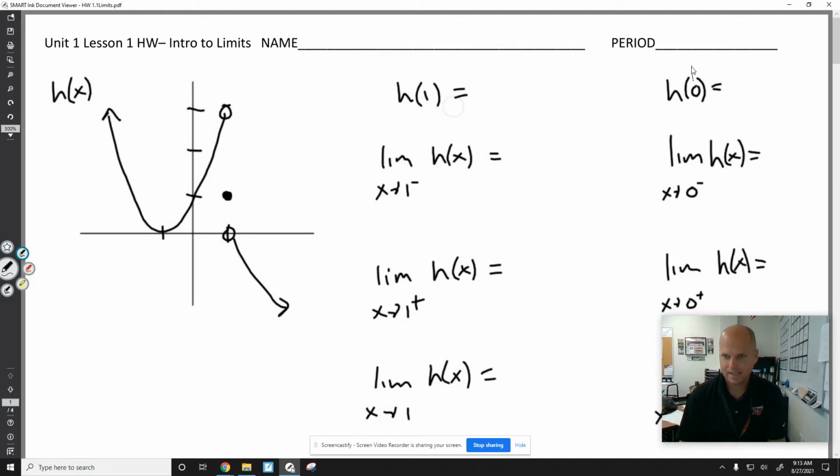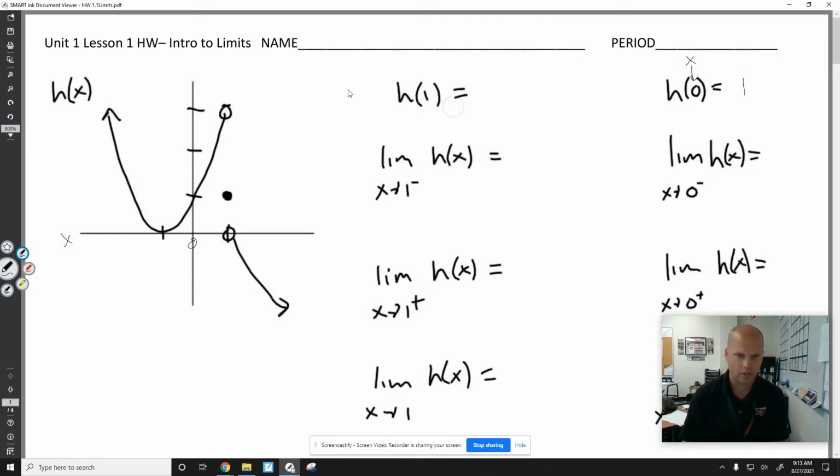When x is 0, here's 0 on the x-axis. What is going on in this location? I like to use a vertical line, right there. What's going on? Well, I have a y-coordinate here at 1. So h of 0 is 1. We have the point 0, 1 on the function.